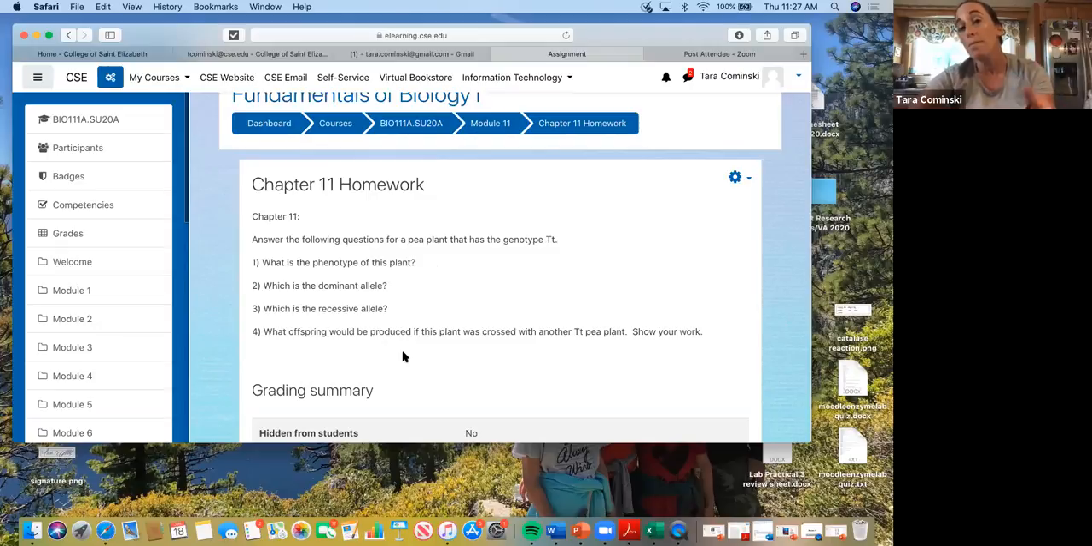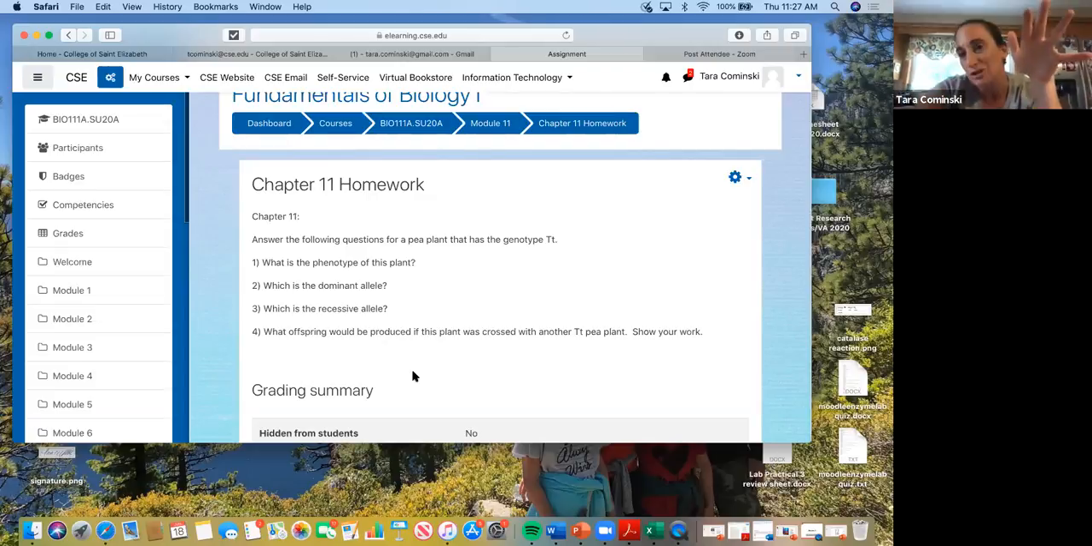Let me switch my share so that I can write out with my mouse. I can't guarantee that it's going to be very neat, but at least let me work through this so you understand what I mean by being able to draw out a Punnett square. It will only be a simple, single monohybrid cross. I'm not going to ask you to write out any dihybrid crosses or anything like that.